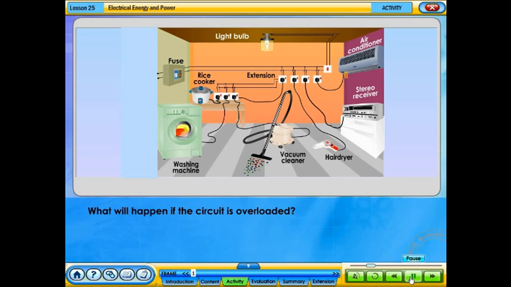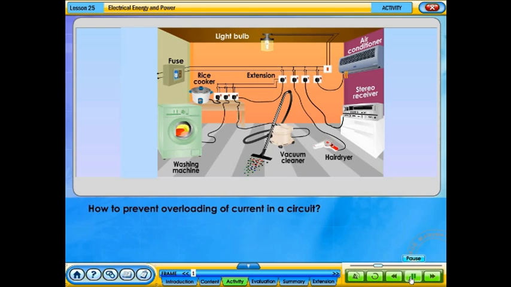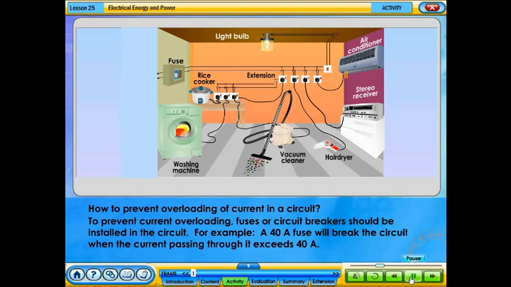What will happen if the circuit is overloaded? If the circuit is overloaded, the wires will become hot enough and could start a fire. How to prevent overloading of current in a circuit? To prevent current overloading, fuses or circuit breakers should be installed in the circuit. For example, a 40 ampere fuse will break the circuit when the current passing through it exceeds 40 amperes.